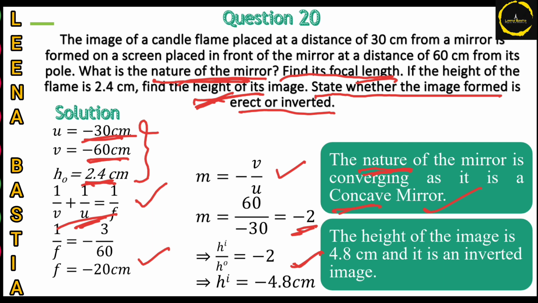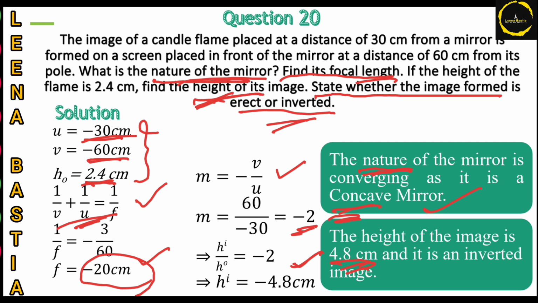Now again, you have to write find its focal length. Here I have missed some of the answers. You have to write the focal length will be minus 20 centimeter. It is asking for the height of the image. The height of the image is 4.8 centimeter. And the fourth part of the question asks, state whether the image formed is erect or inverted.